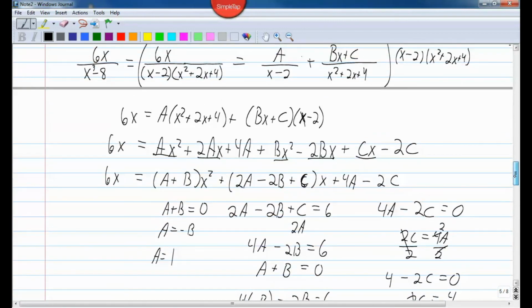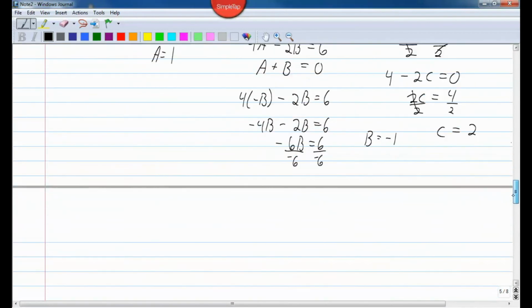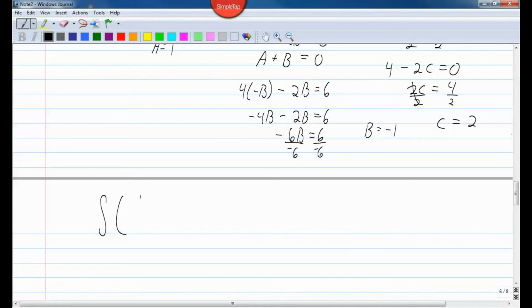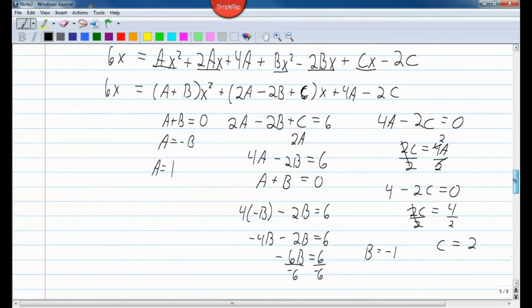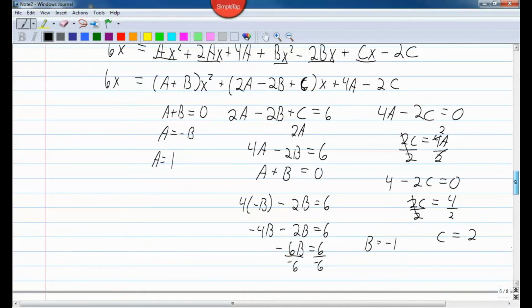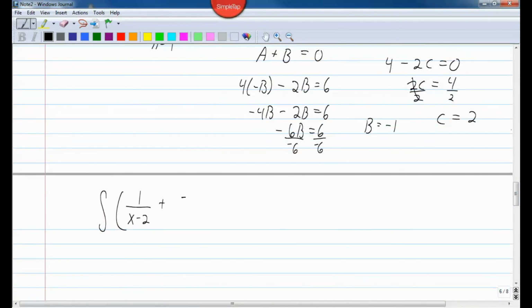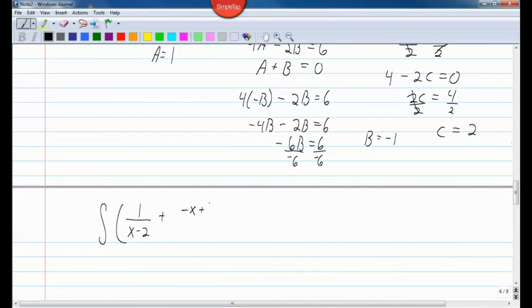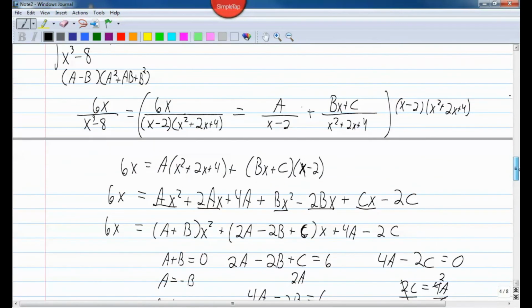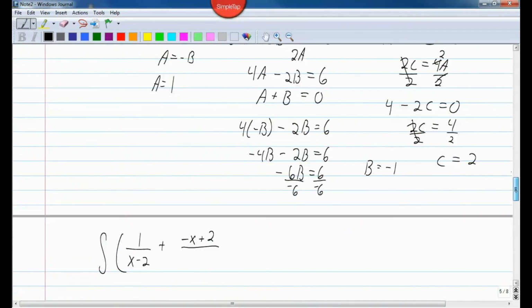Alright, so a was equal to 1. So our integral is going to be 1 over x minus 2. B was equal to negative 1. So that's going to be plus negative x plus c, which is 2, over x squared plus 2x plus 4.